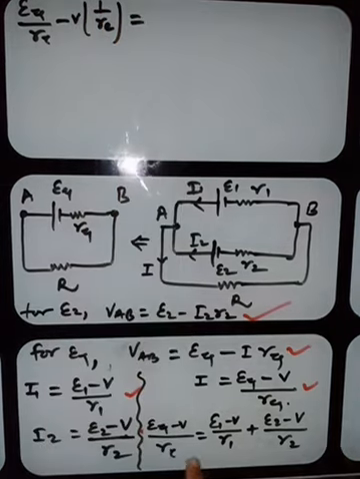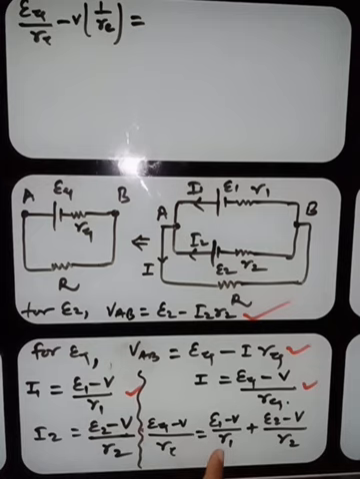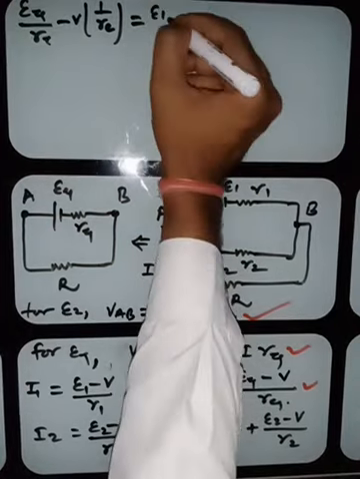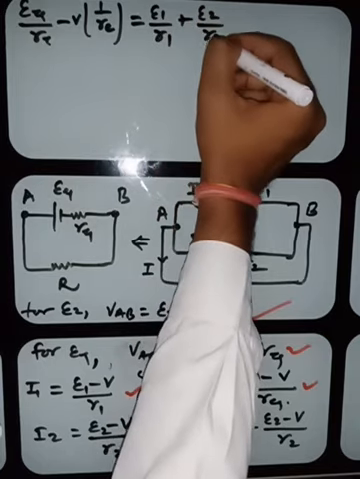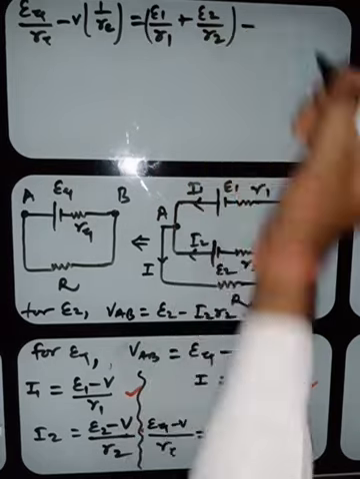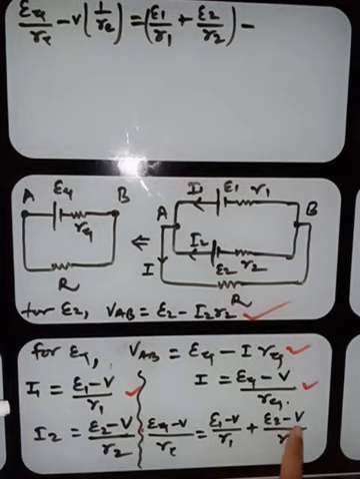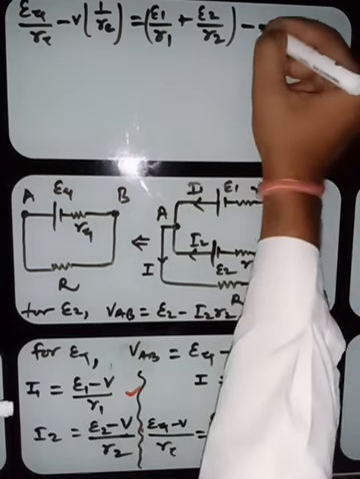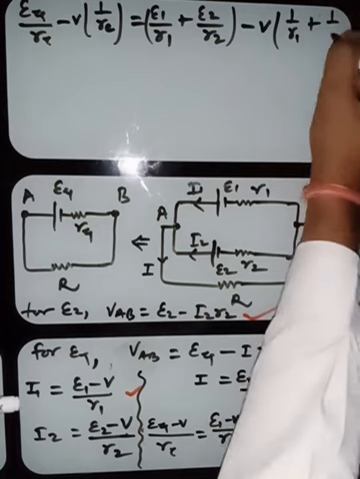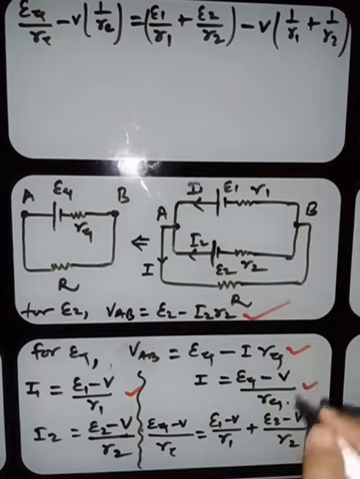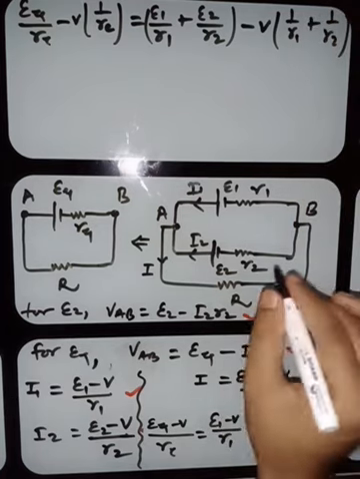is equal to E1 by R1 plus E2 by R2, minus, you will get in both the equations, V by R1 minus V by R2. So minus will be taken. So it is V times 1 by R1 plus 1 by R2. Okay, I hope there is no confusion.